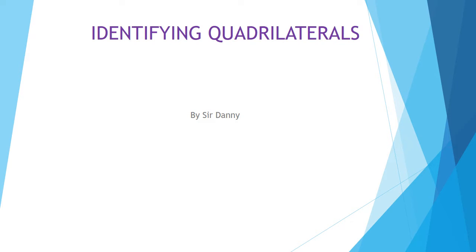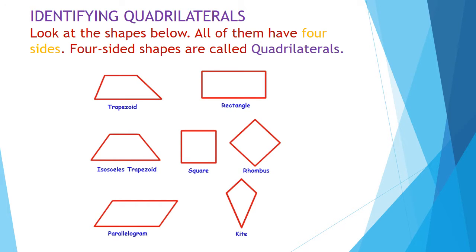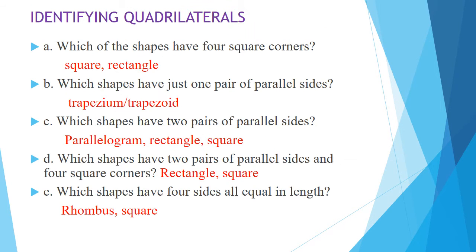Hello class, so we'll continue our math lesson, and today we'll be looking at quadrilaterals, how to identify quadrilaterals. Previous slide. Rectangle, for instance, has two pairs of parallel sides. Square also, rhombus also, parallelogram also. Kite doesn't have any more. It doesn't have any parallel sides. So you realize that it's only a single pair of parallel sides.